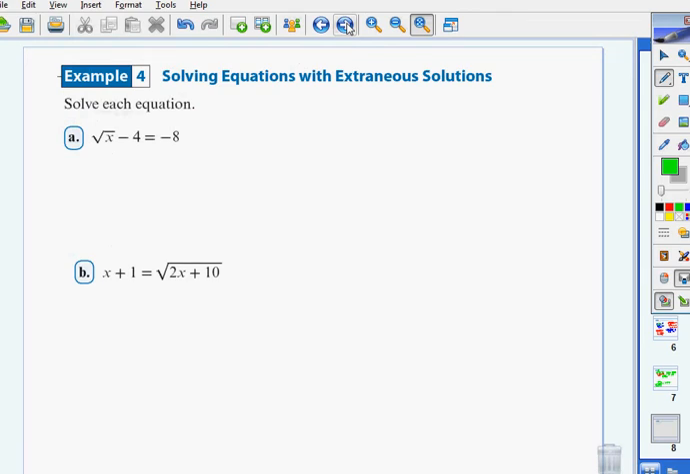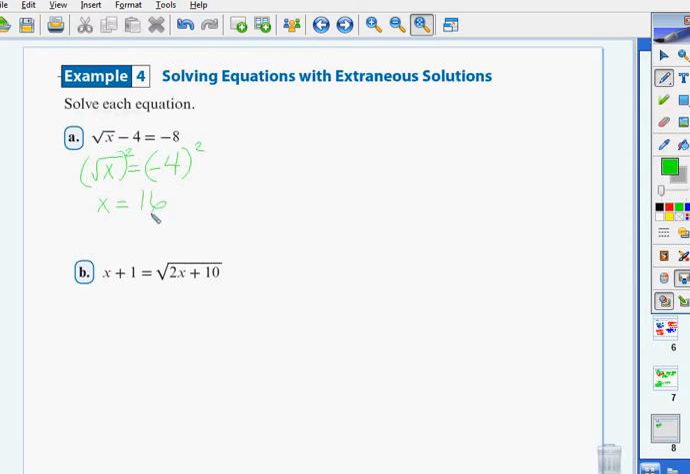Here it comes, extraneous solutions. You knew it was coming. So here we need to get the radical by itself, so we have square root of x is equal to negative 4. Square both sides, it gives us x equals all of this squared, so x equals 16. Nice.